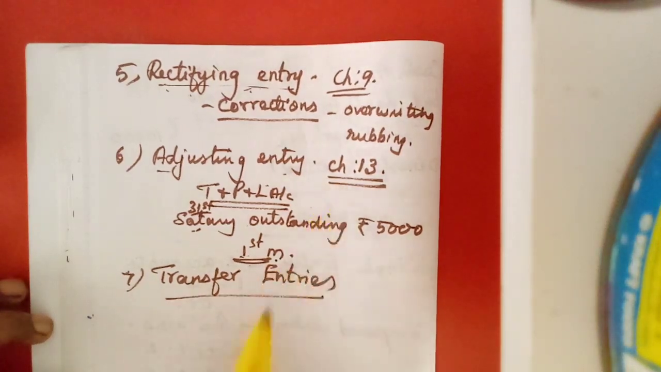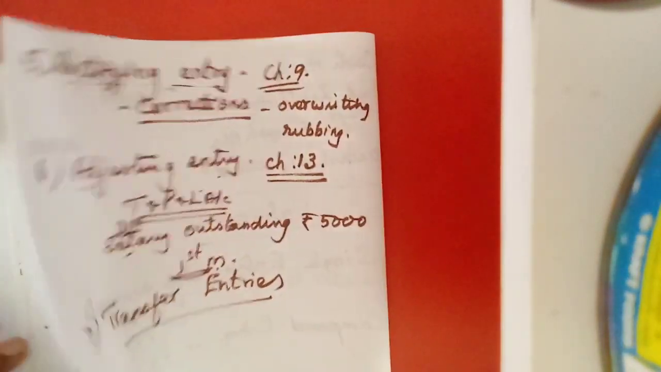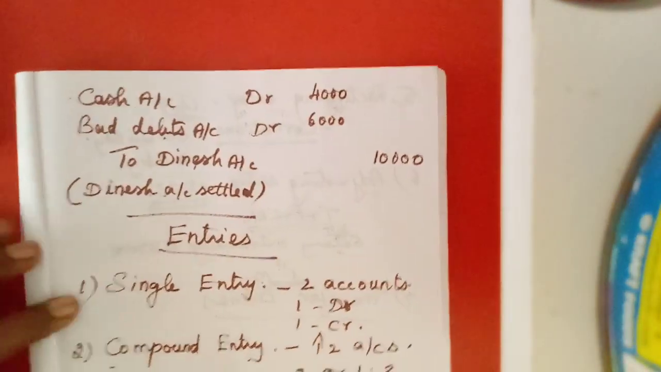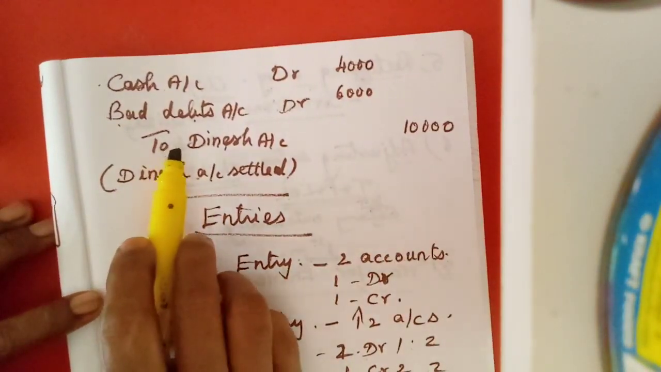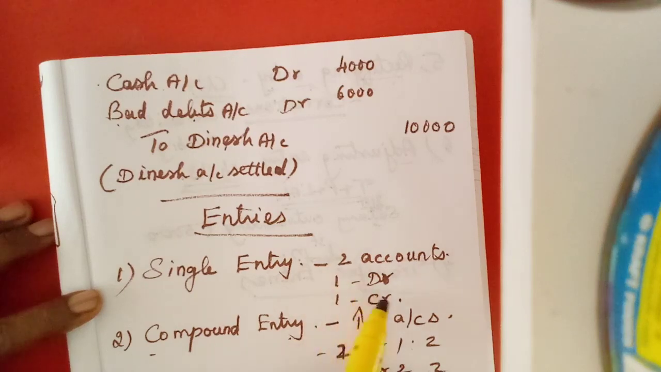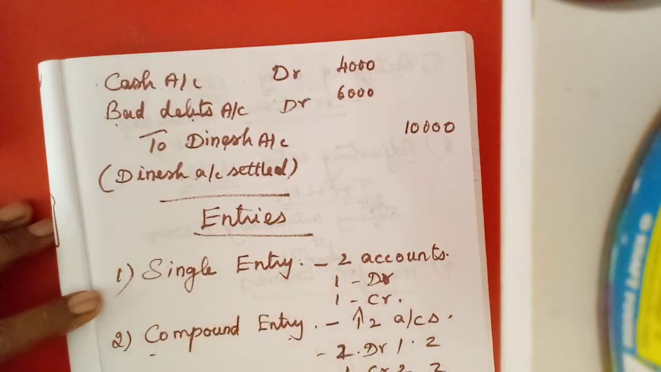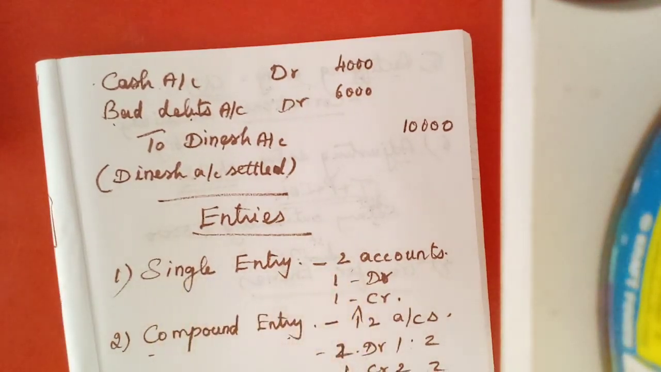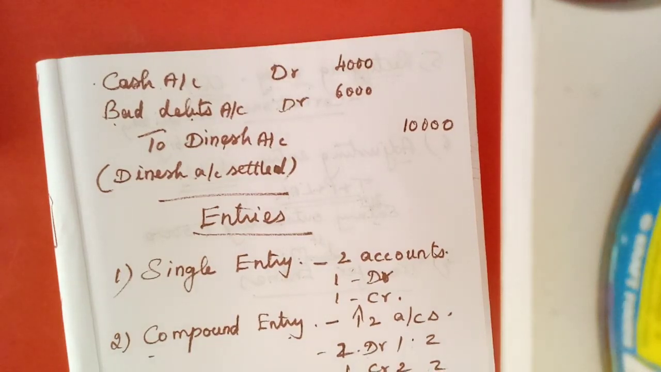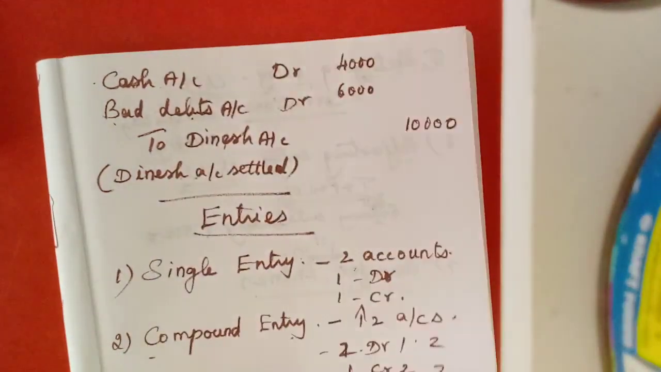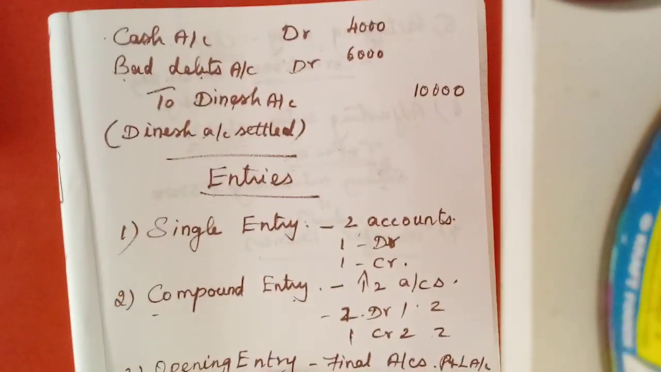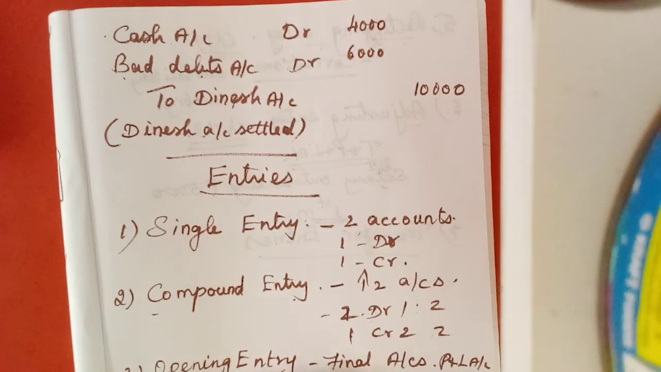These both we will learn in chapter 13. Now to make you understand this compound entry, I have explained to you all these things. This compound entry, if there is only one debit and credit, it is called a single entry. Opening entry, then closing entry, then adjusting entry and transfer entries. So now you might have understood. I will explain one of the illustrations now.